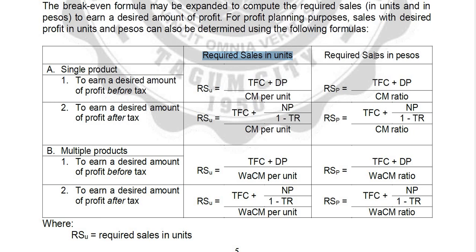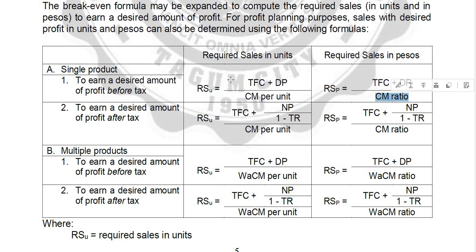If you want the required sales in terms of peso, you can just multiply the required sales in units that you computed by the selling price, and you get the required sales in peso. But say, for example, the given data will not allow you to do that. Then you compute the required sales in pesos by adding first your total fixed cost plus your desired profit before tax. Then, you divide it by the contribution margin ratio.